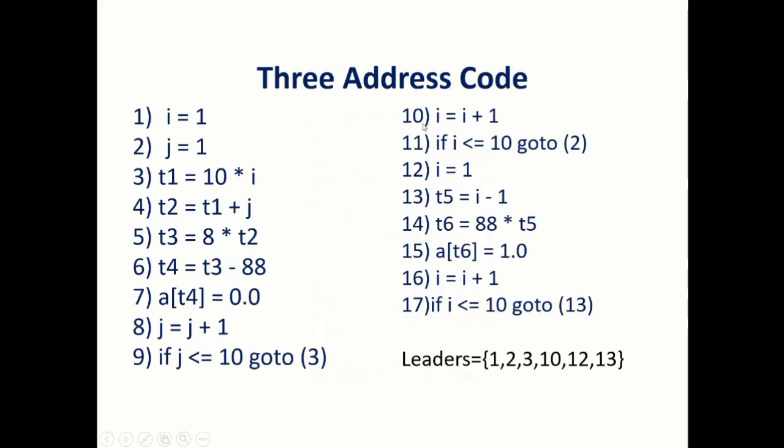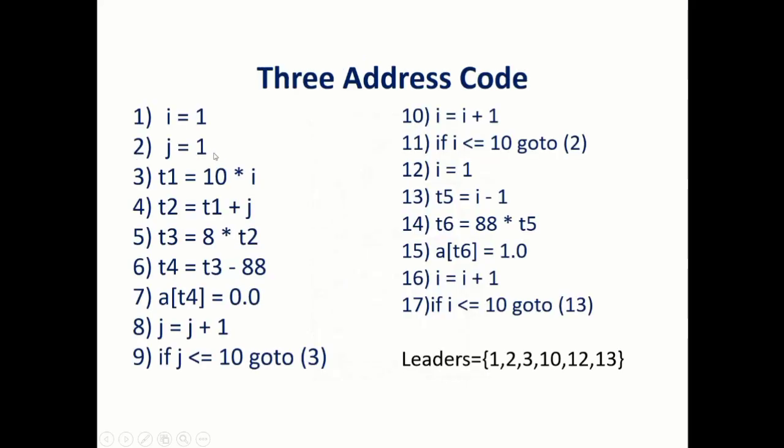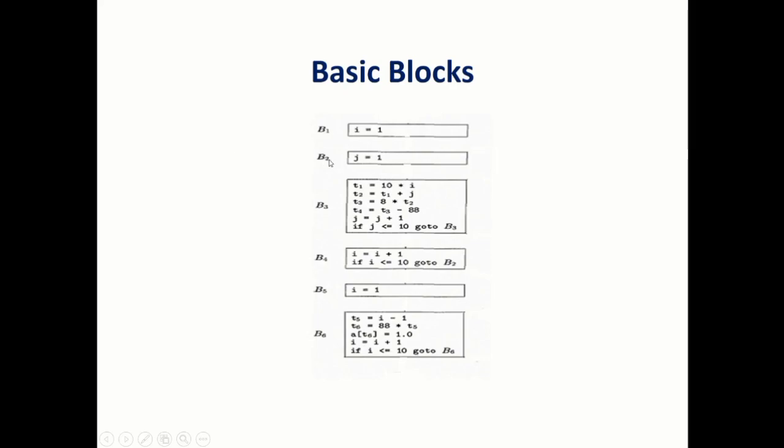Line number 10 is a leader. Start from line number 10 and go until just before the next leader, that is line number 12. It ends with the conditional jump: if I less than or equal to 10, go to 2. Then draw the basic block I equal to I plus 1. If I less than or equal to 10, go to 2. 2 means the second line, j equal to 1, which is in basic block 2. Then here you write basic block 2.